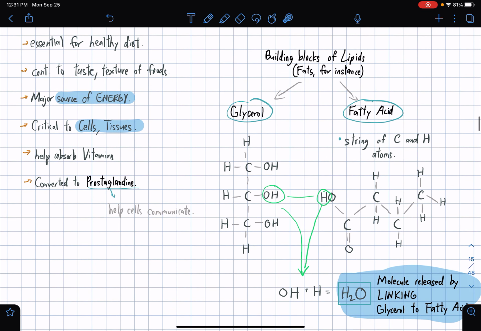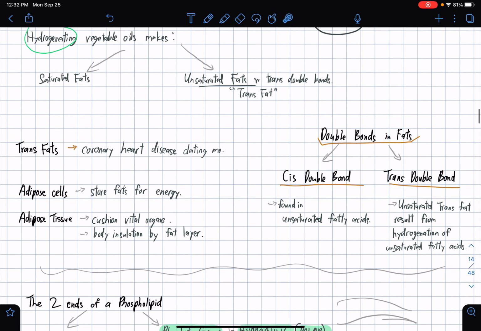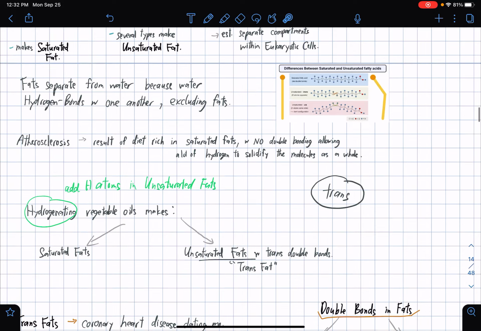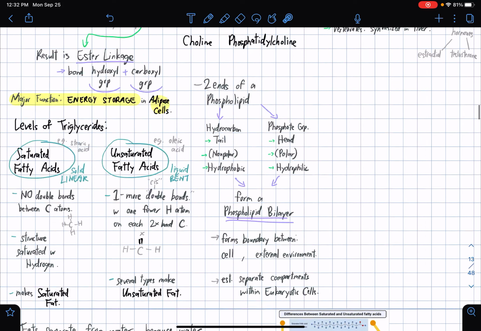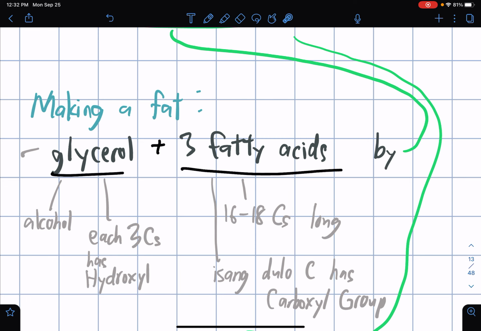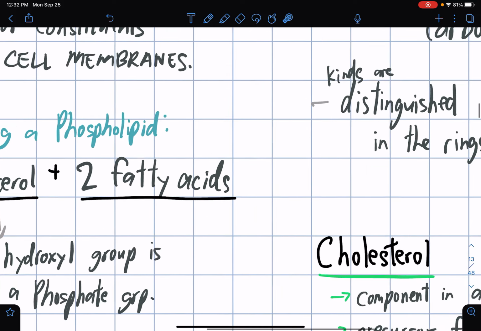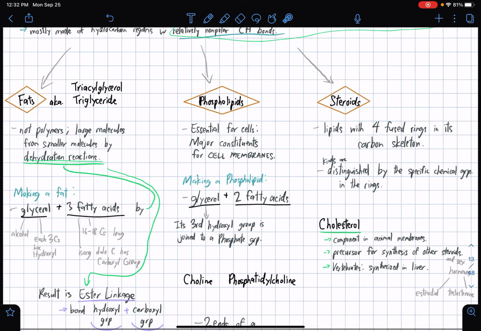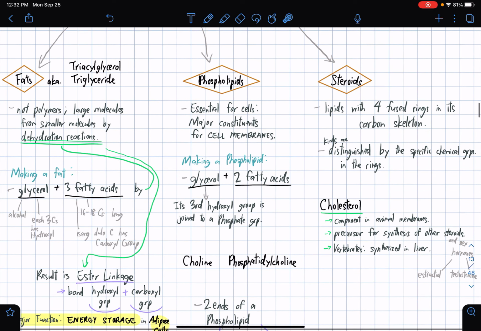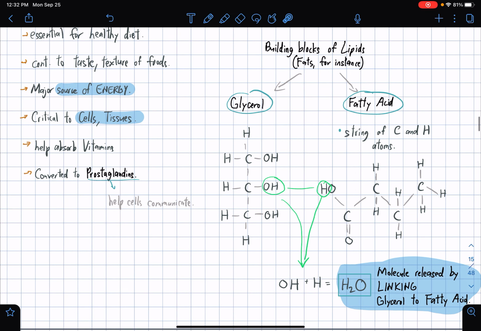So the building blocks of lipids, particularly fats, basically consist of glycerol and fatty acids. Again, for a fat, we need glycerol and 3 fatty acids. For a phospholipid, glycerol and 2 fatty acids. And for steroids, that wasn't really mentioned.